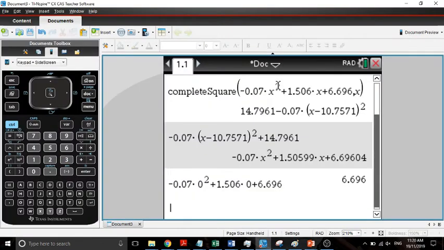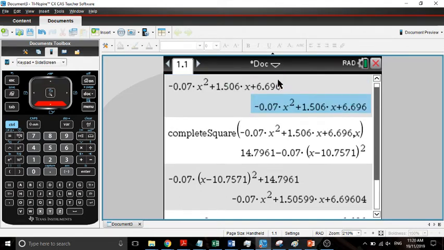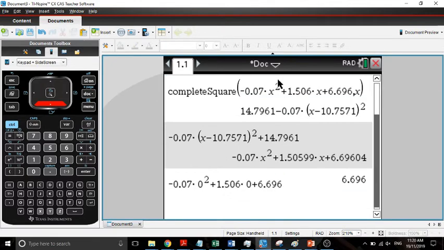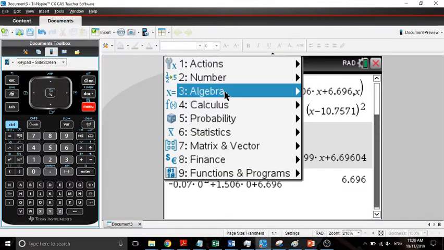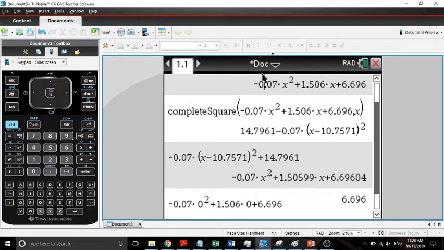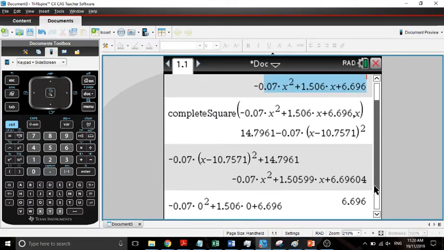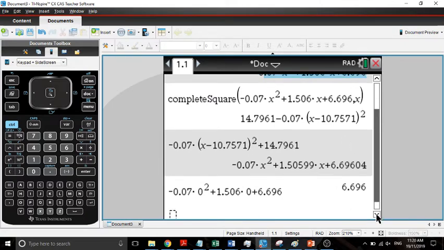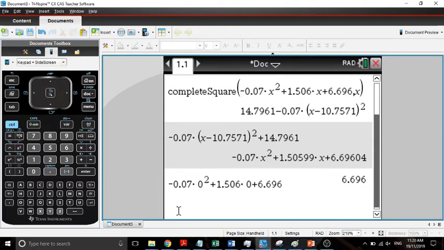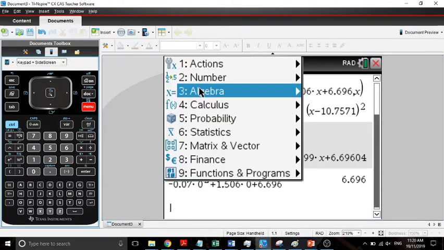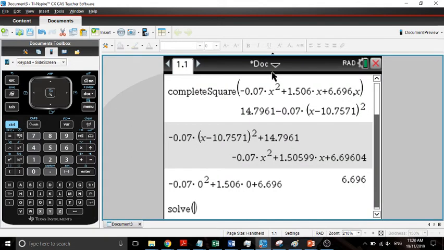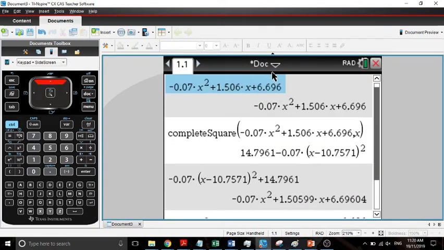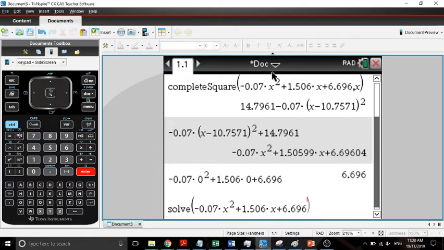So what we'll do is we'll let this thing here equal 0. We'll say solve: menu, algebra, solve. Sorry, I didn't look at here. Menu, algebra, solve. We're going to go up and press the up arrow key right to the top, to that expression. And we'll say, where does that equal 0? We're solving for x. So that's all that I've done there.